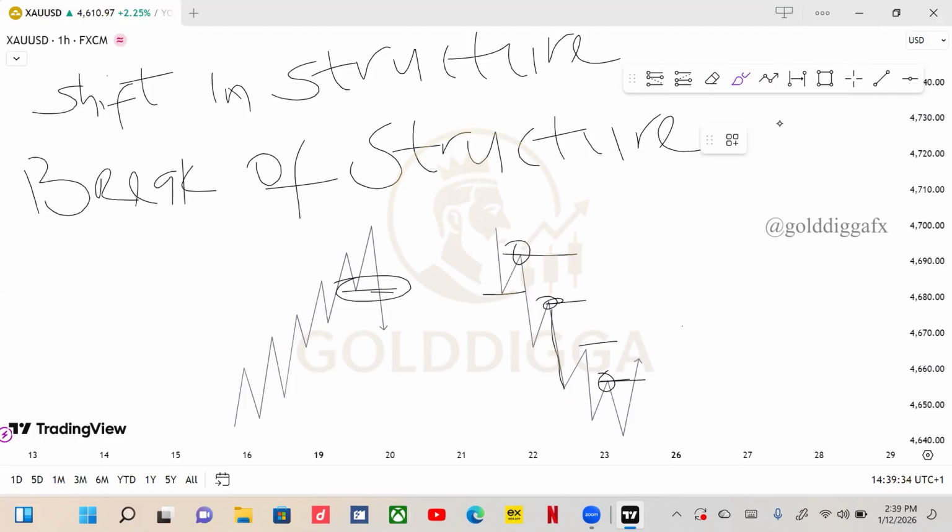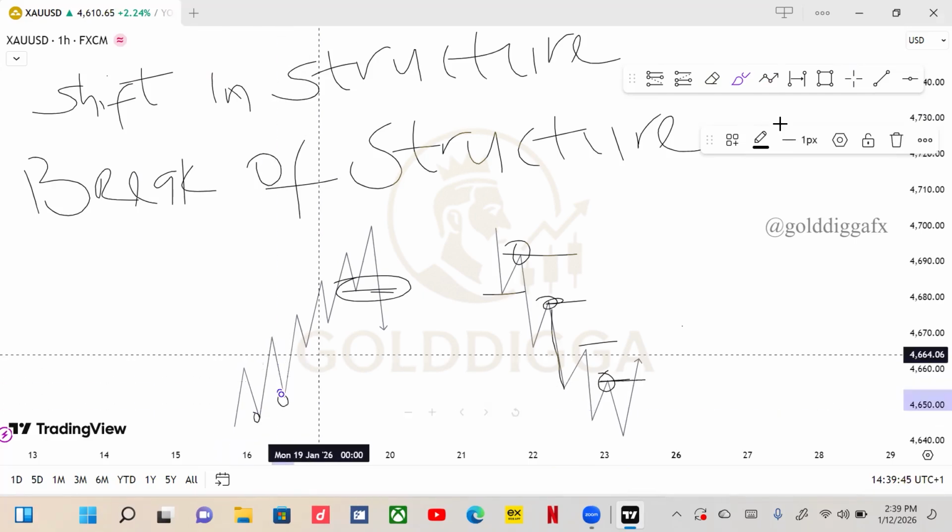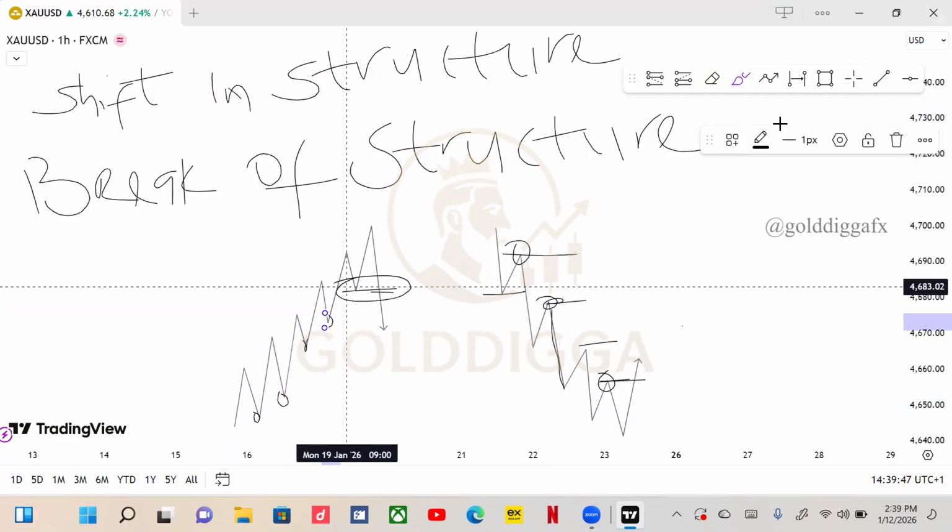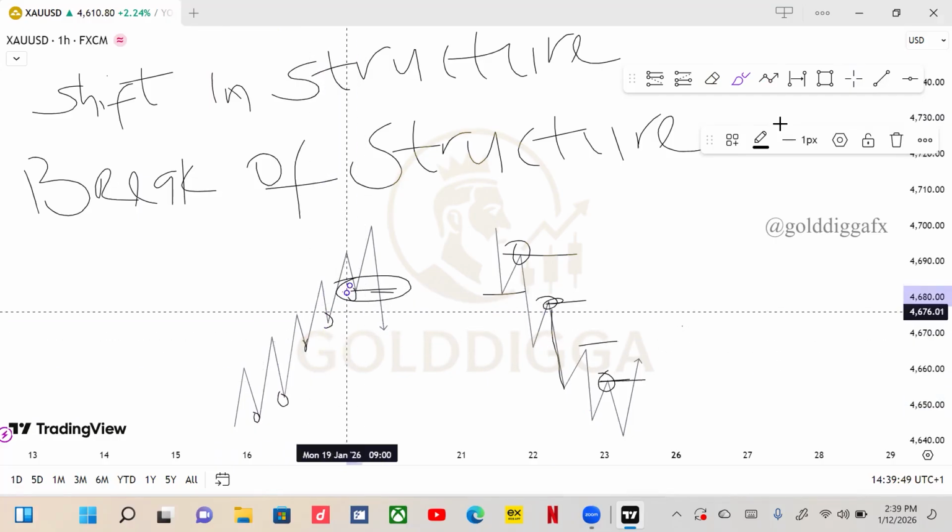Price is going higher highs, higher lows, higher highs, higher lows, and all of a sudden a higher low which has been protected. Because if you watch here, lows are being protected in the uptrend. Price doesn't take out the lows, but all of a sudden price takes out a low. All right, this is a shift.